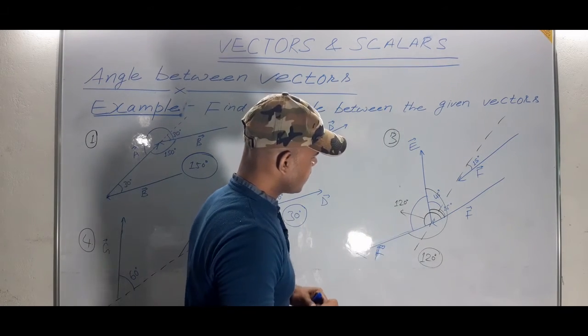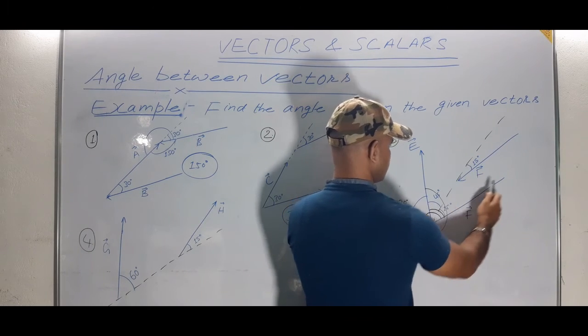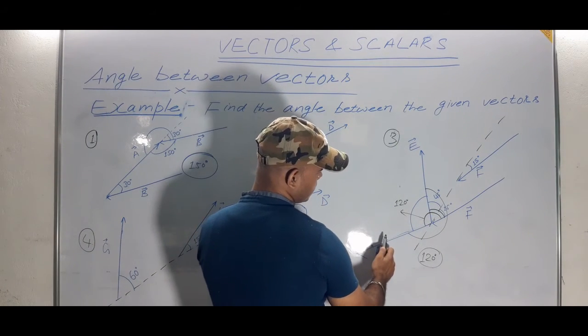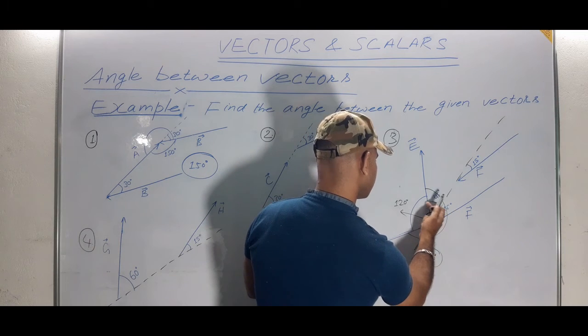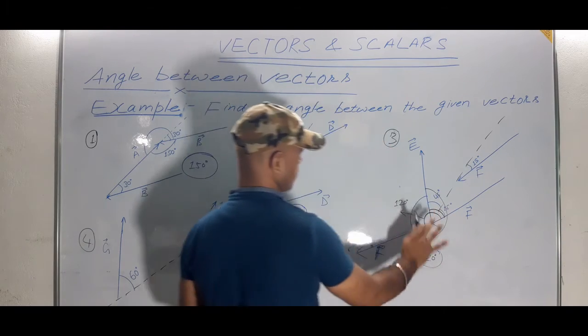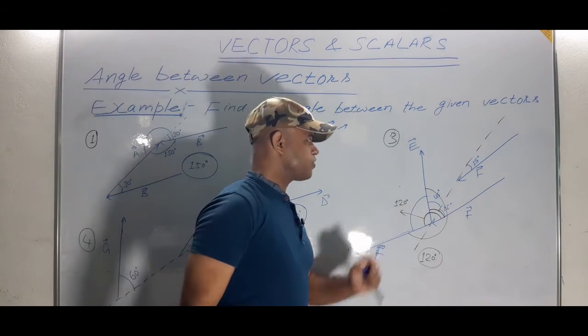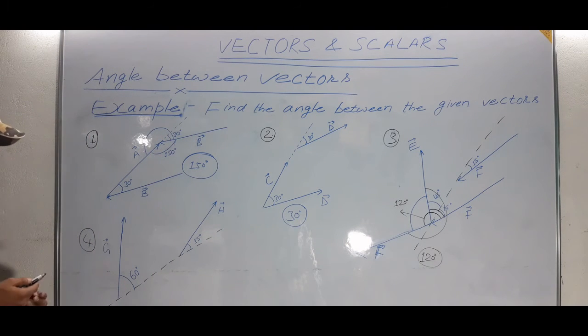Let's check it once again. I have shifted it parallelly and brought it here. So this is 15 degree. I have extended in the same line. So now I have to calculate this angle. This total is 180 degree. This is 45 plus 15, 60. So this will be 120. Fine. So this is 120 degree between E vector and F vector. All right. So now look at the last question.